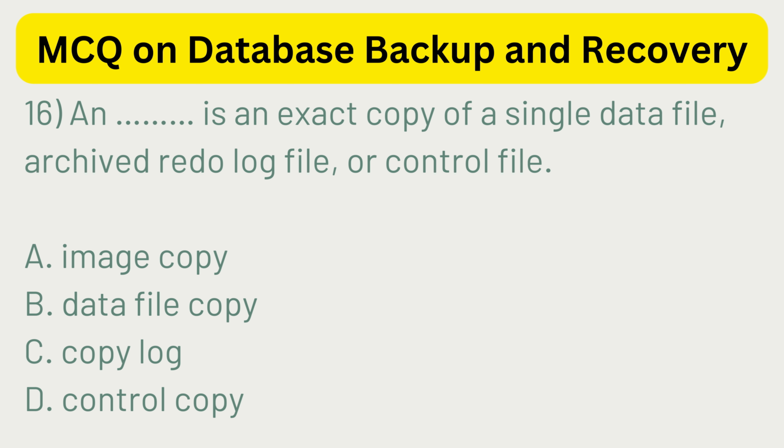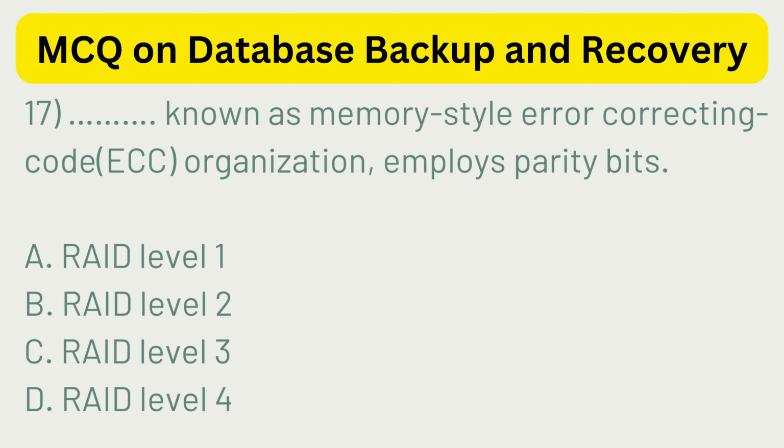Question number 16. In is an exact copy of a single data file, archived redo log, or control file. A. Image copy. B. Data file copy. C. Copy. Log. D. Control copy. The correct answer is A. Image copy.